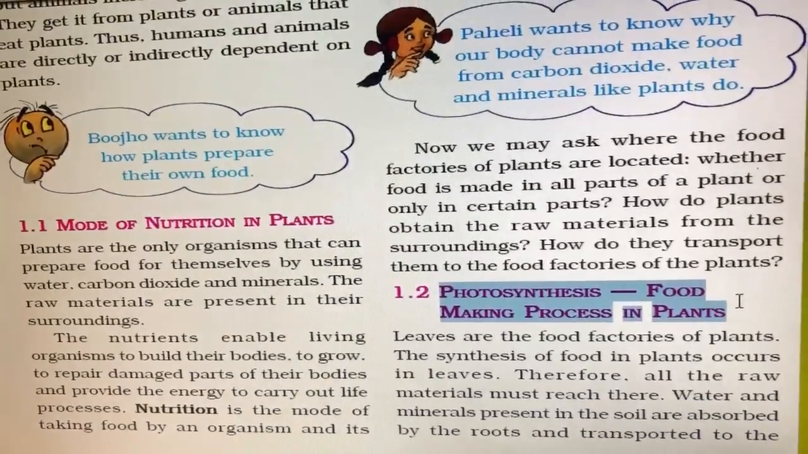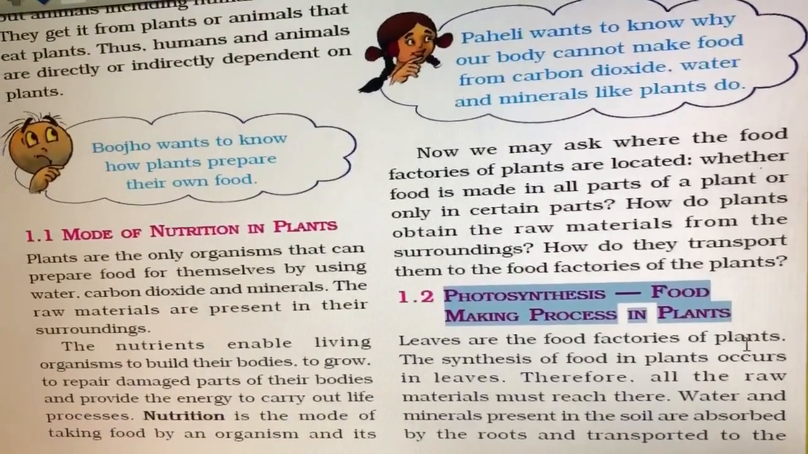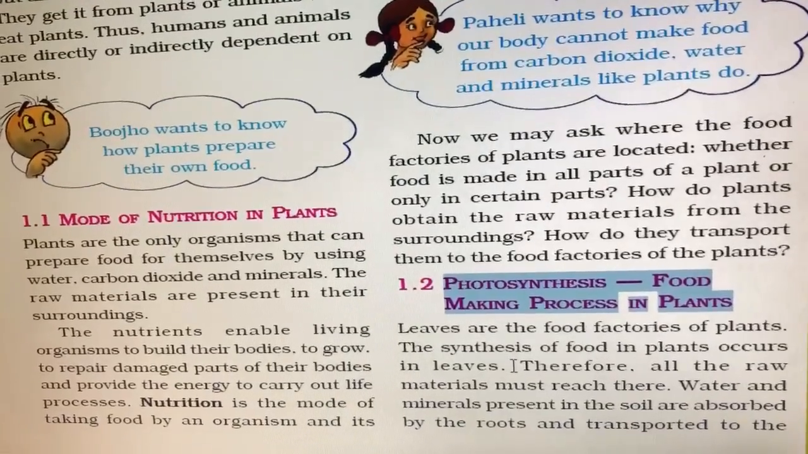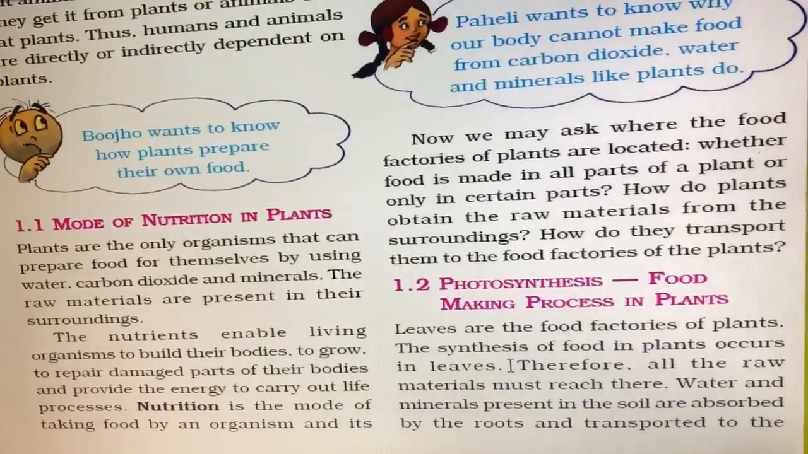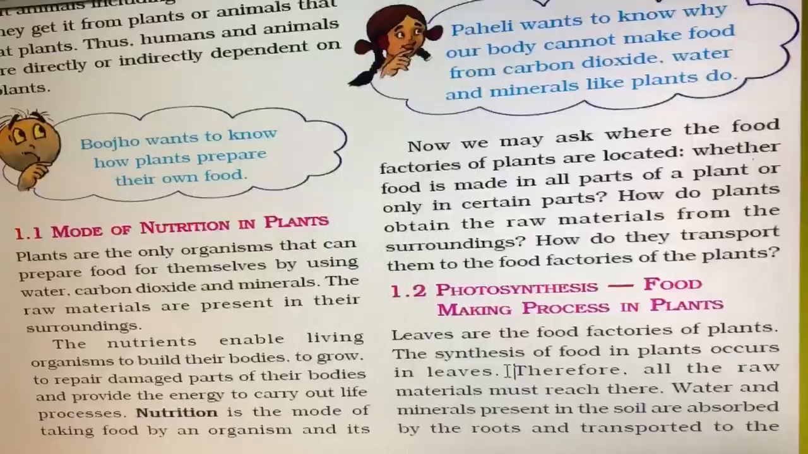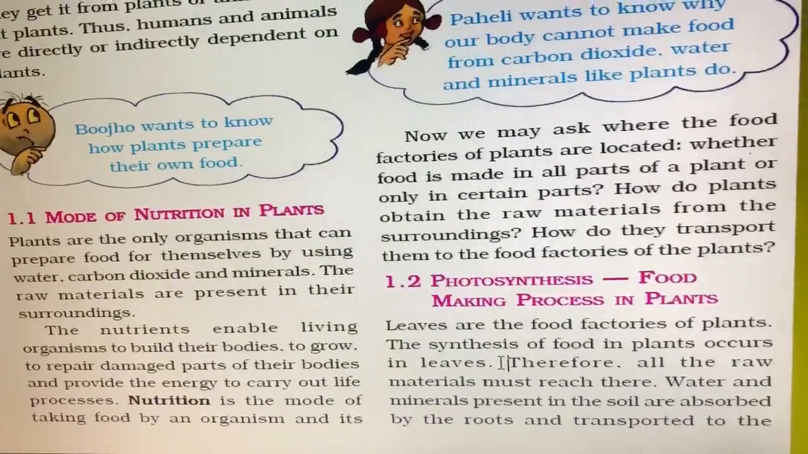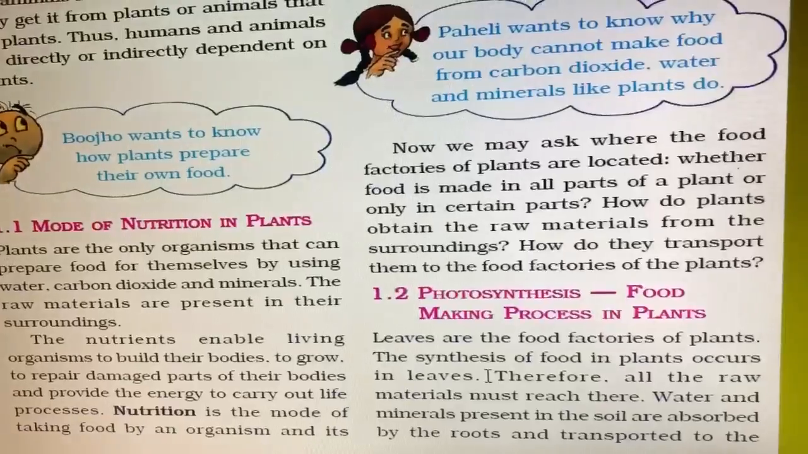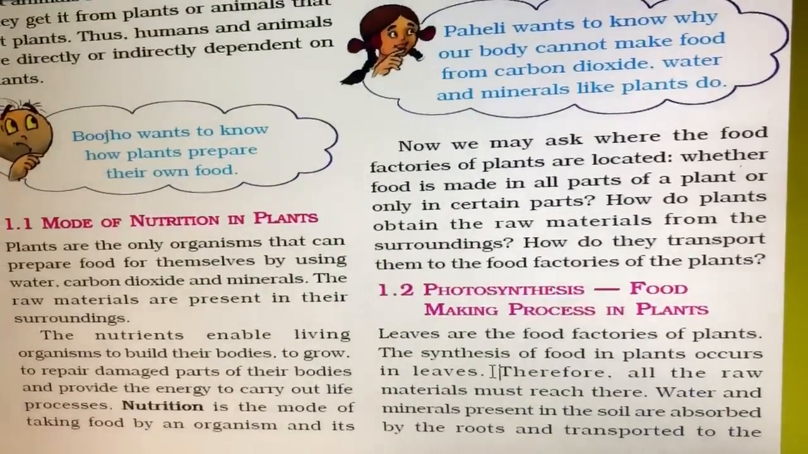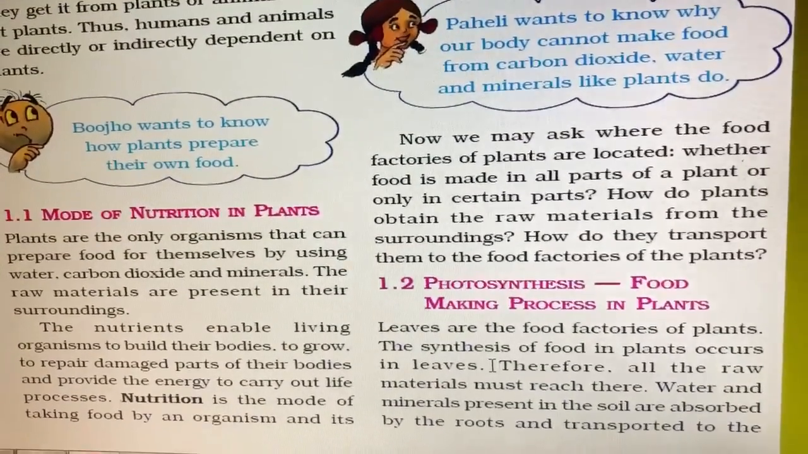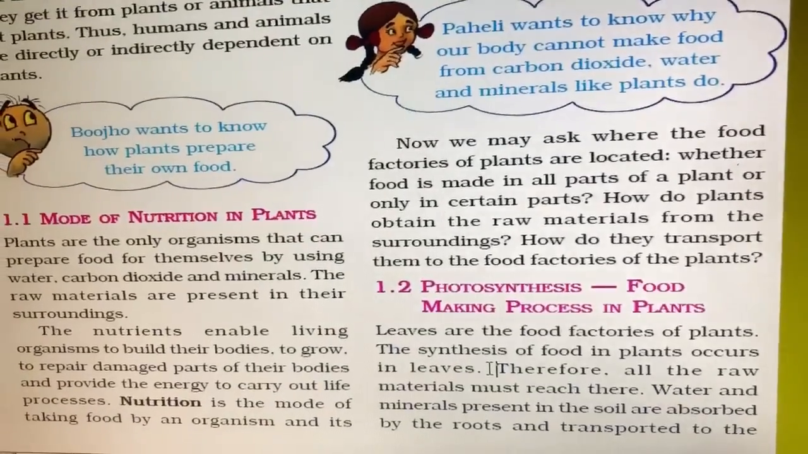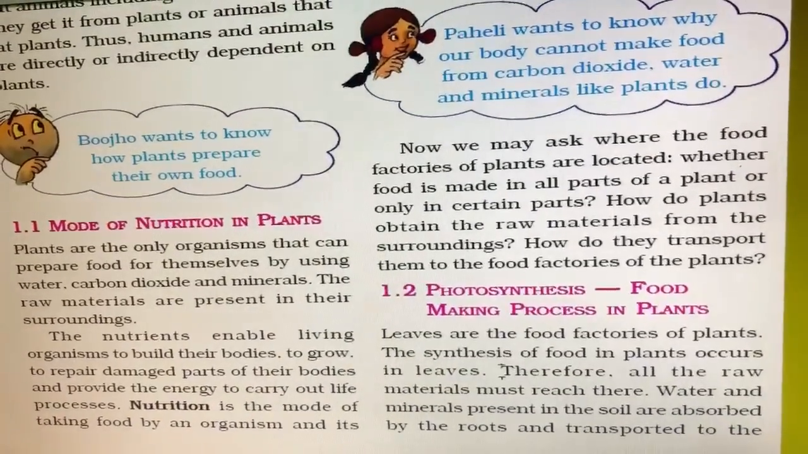Let's start reading out. Leaves are the food factories of plants. The synthesis of food in plants occurs in leaves. A factory is the place where manufacturing and storing of goods take place. In the same way, leaves are the food factories of plants. They store the food, and to make the food, all the raw materials must reach there.